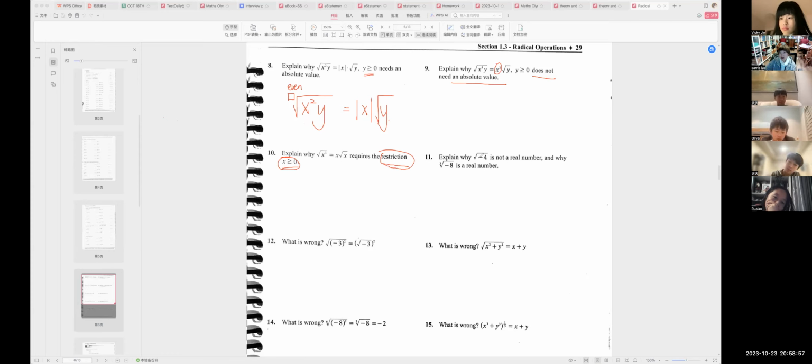So explain why square root of -4 is not a real number, and why cube root of -8 is a real number, because the square root cannot be negative, right? But the cube root could be negative, correct?